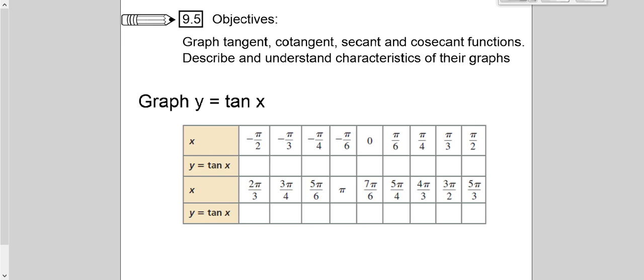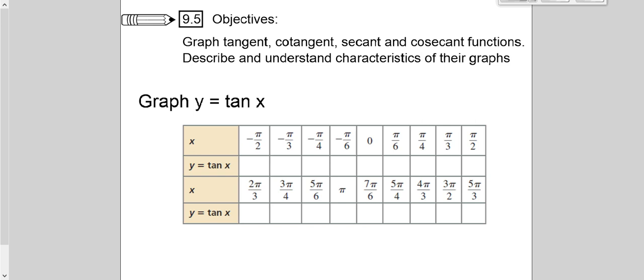This is lesson 9.5. Our objectives: graph tangent, cotangent, secant, and cosecant functions, and describe and understand characteristics of their graphs. We're going to start with tangent. Graph y equals tangent x.